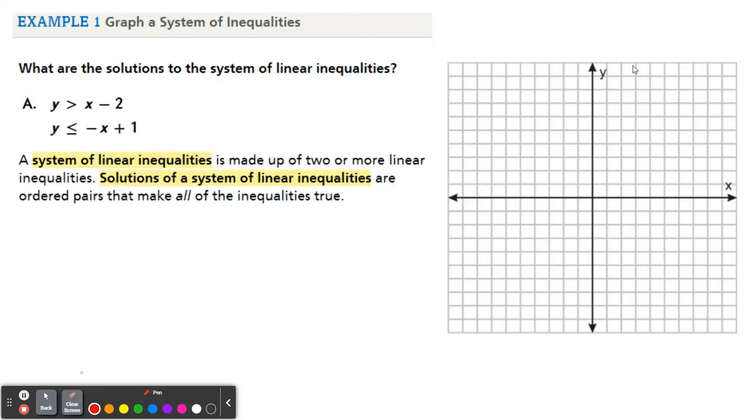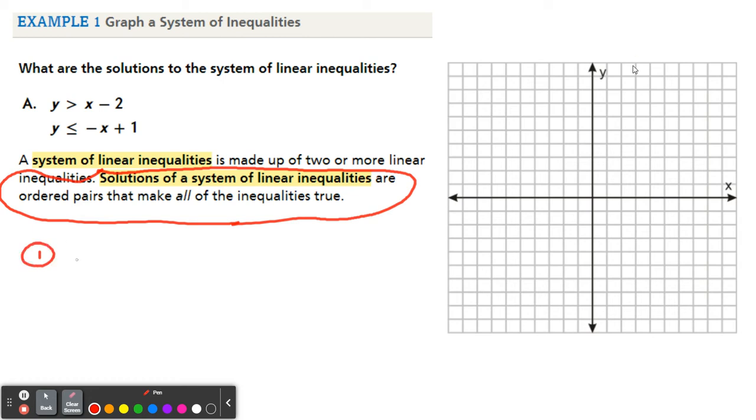All right, so example 1 says, what are the solutions to this system of linear inequalities? So again, notice here it says a system of linear inequalities is made up of two or more linear inequalities, and the solution is the ordered pairs that make all of the inequalities true, right? That's why you have to find the overlapping region from both solution spaces for each inequality. All right, so for the first one here, and I'll try to change colors to help you.